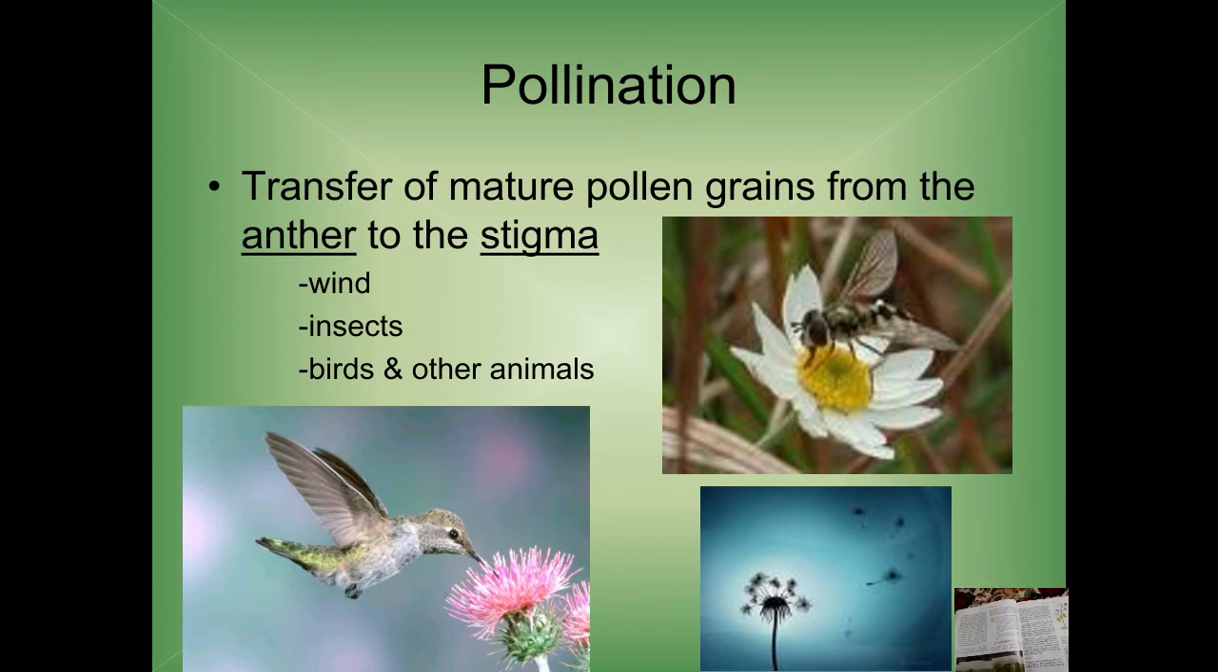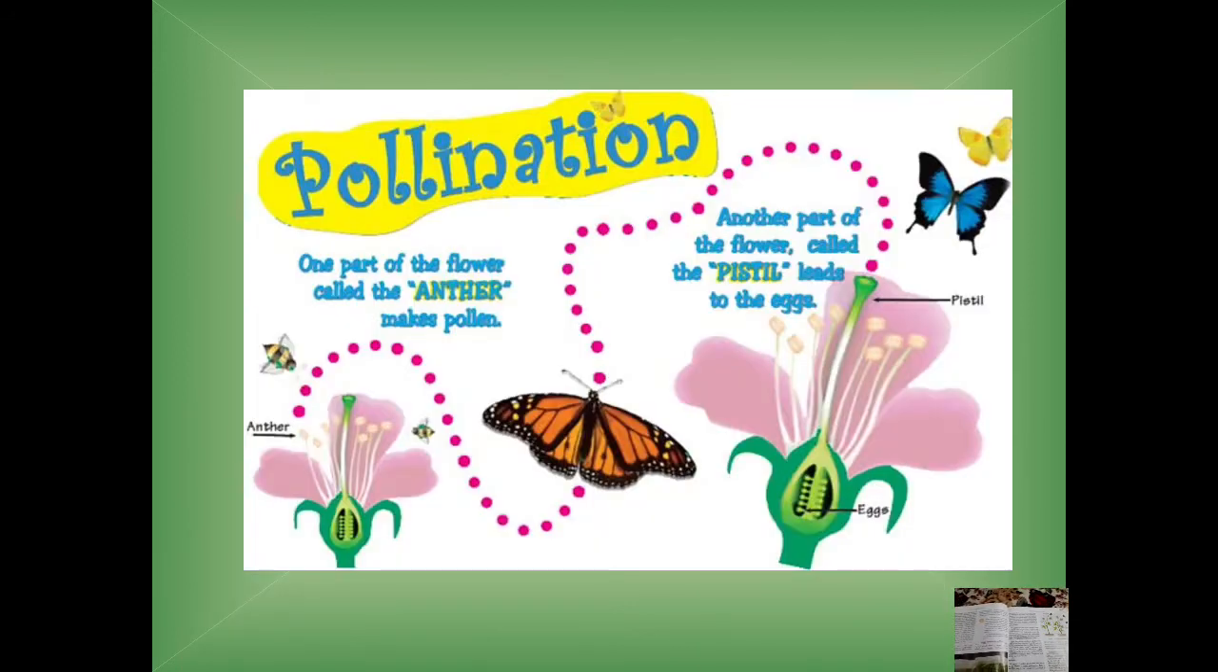So what is pollination? As you know that pollen grains are released through the anther, right? So the transfer of mature pollen grains from anther to the stigma, this process is called pollination. And this occurs through wind, insects and birds and other animals. So one type is insect pollination. And this is also called entomophily.